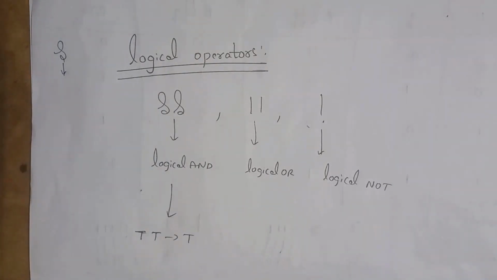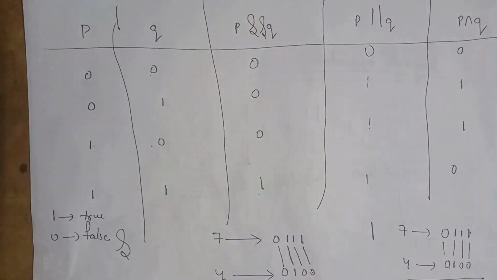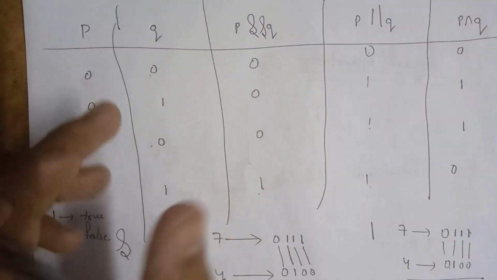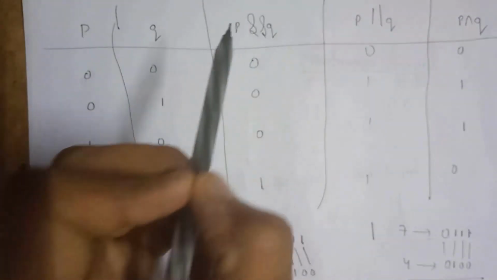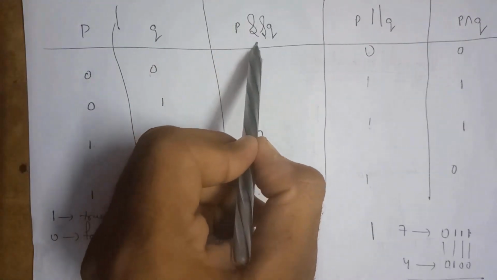You need to remember this difference. At first, I will explain what is the use of this logical AND. Guys, you need to remember this table. I already explained this table in the bitwise AND operator, where single & represents bitwise AND and double && represents logical AND.